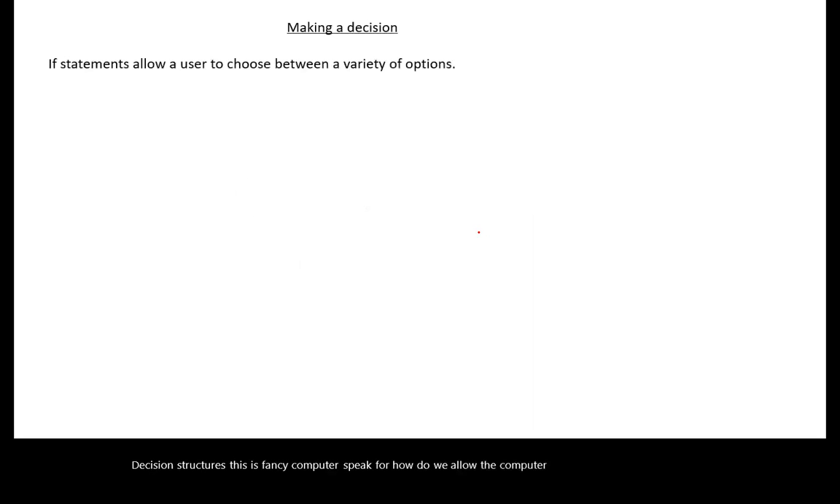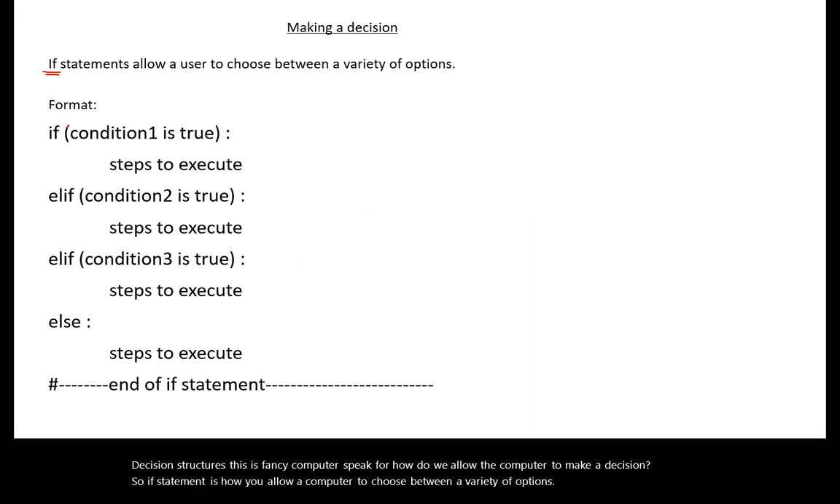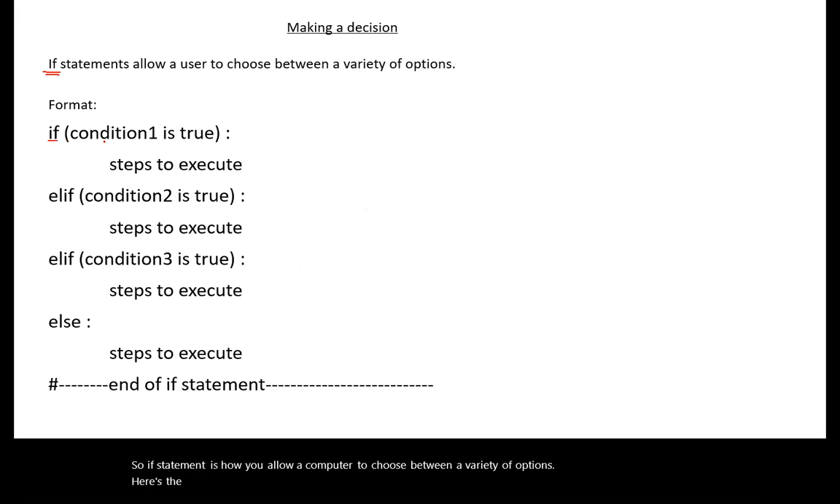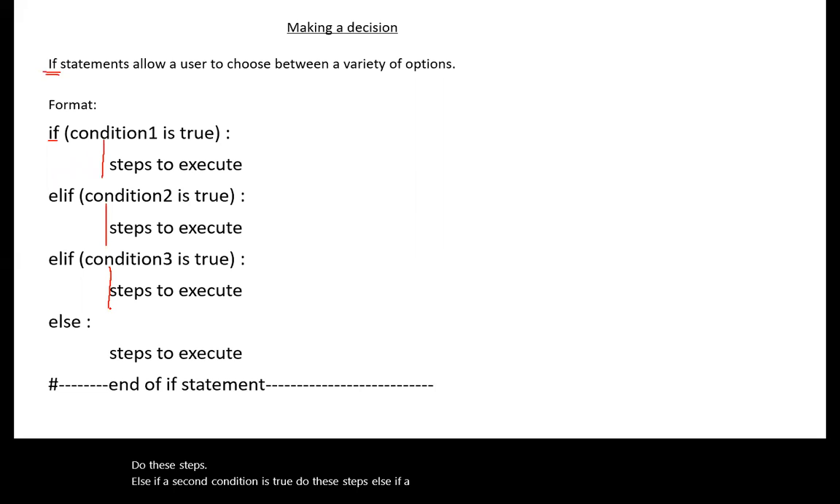Decision structures. This is fancy computer speak for how do we allow the computer to make a decision. So an if statement is how you allow a computer to choose between a variety of options. Here's the format. If some condition is true, do these steps. Else if a second condition is true, do these steps. Else if a third condition is true, do these steps.